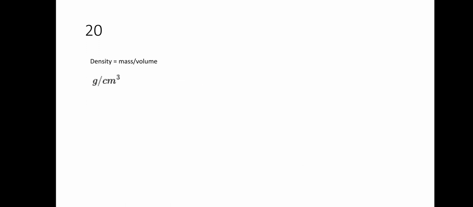Question 20. Which one of these is a unit of density? Circle your answer. So density is mass divided by volume, or the mass per unit volume. And out of the options, only grams per cubic centimeter matches the formula in terms of units. Grams is a way of measuring mass, and cubic centimeters is a way of measuring volume. So this is the answer of the options given.